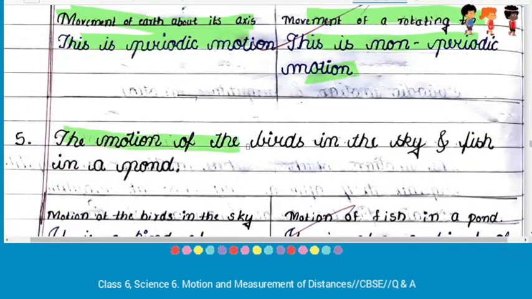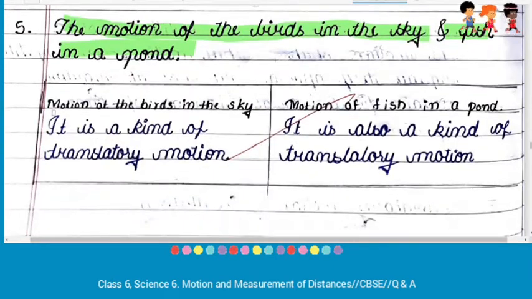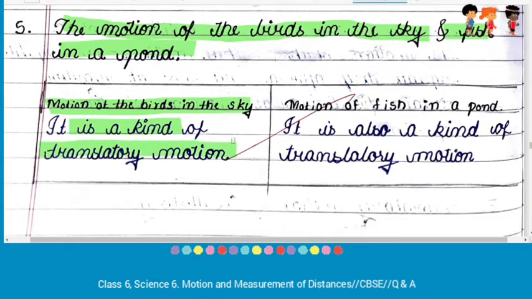The motion of the birds in the sky and the fish in a pond. Motion of the birds in the sky is a kind of translatory motion, and motion of a fish in a pond is also a kind of translatory motion.